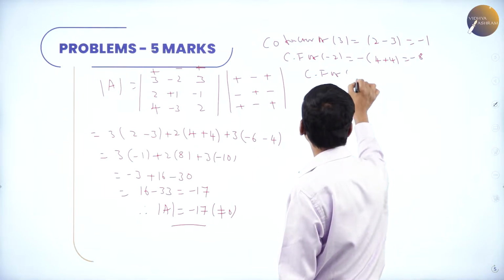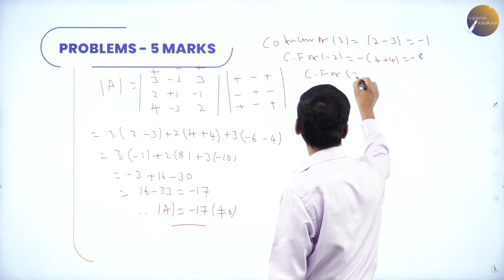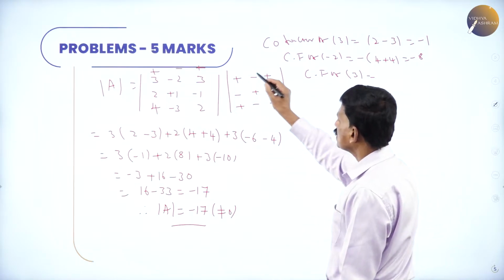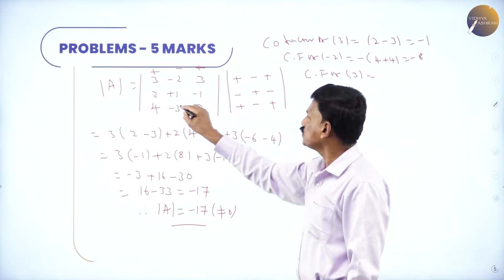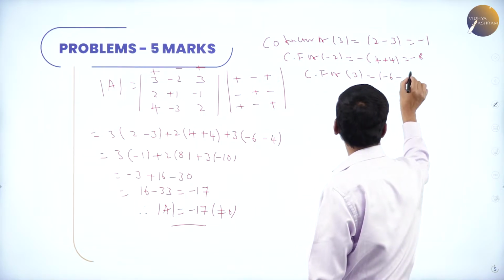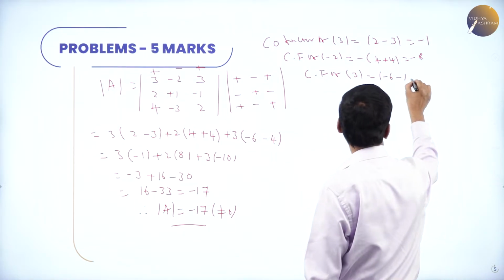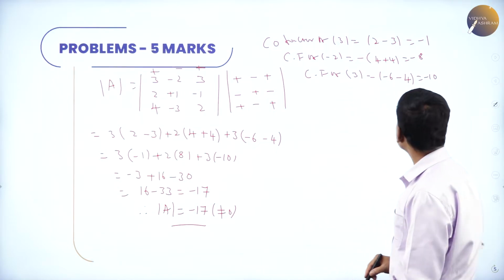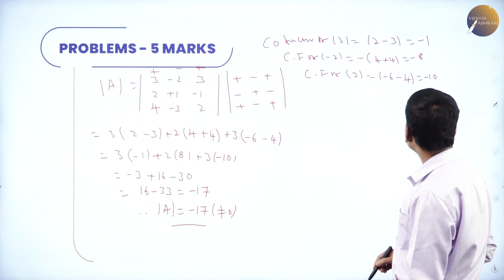Similarly, cofactor for the next element 3. The sign is positive. Plus minus plus. This is gone. Again simplify. 2 3s are 6, minus 6 minus 4. This is equal to minus 10. For the first row, the cofactors are minus 1, minus 8 and minus 10.